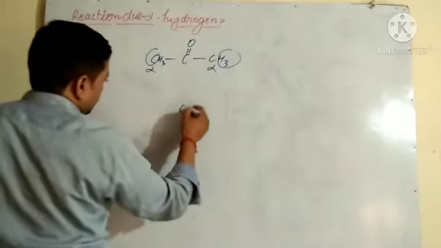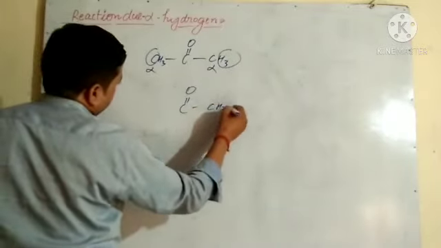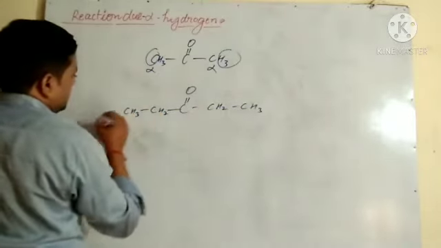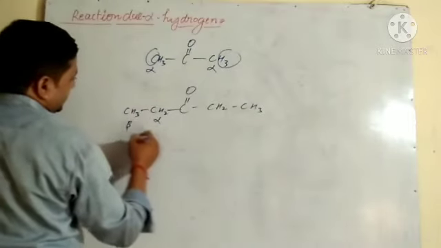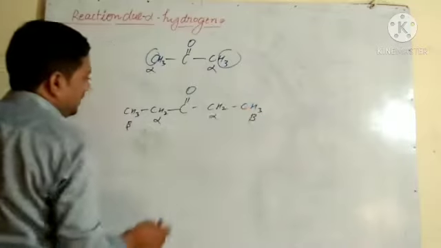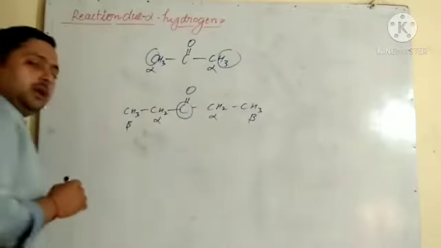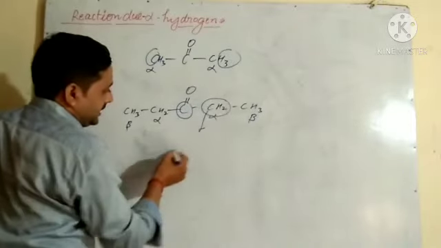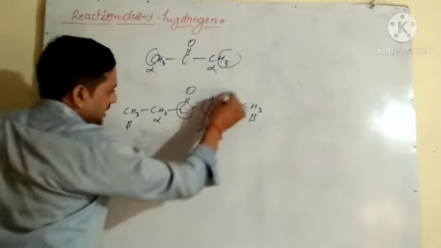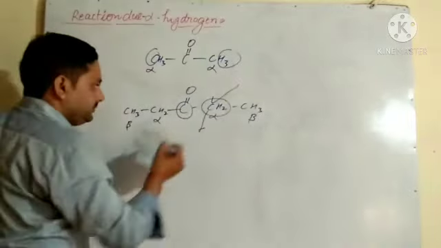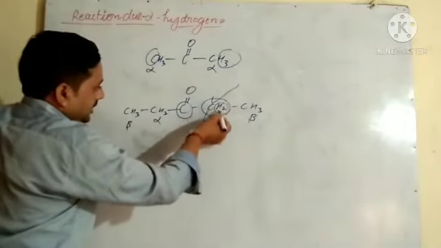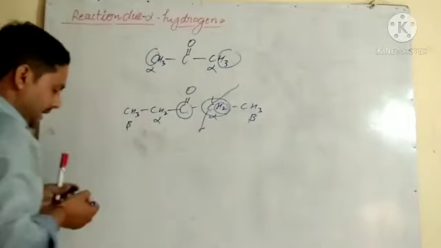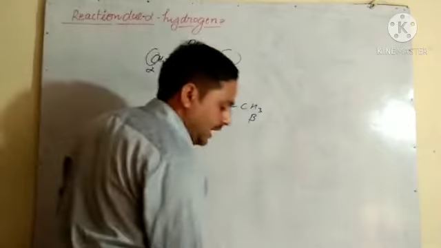We can write it like this also. This is alpha and this is beta. The carbon attached to the carbonyl carbon, to which the alkyl group is bonded and which contains hydrogen, is called the alpha carbon, and the hydrogen linked to this carbon is called alpha hydrogen. So aldehydes and ketones show a number of reactions due to alpha hydrogen.